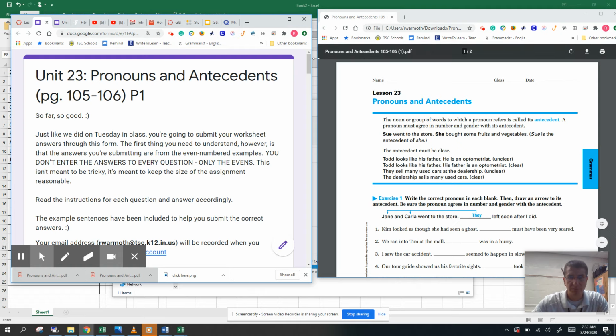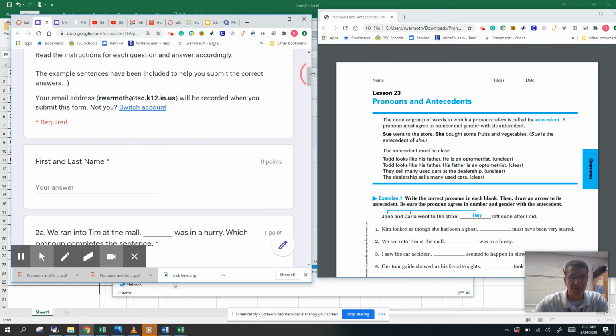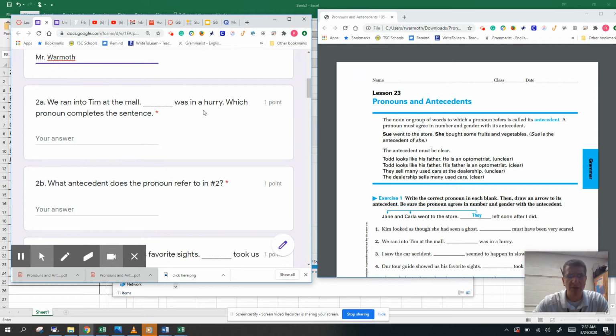So also, like we did together, the first step is to put your answer in here, meaning your name, first and last name. There's no points for that, it's just a way to keep track of who's submitting what. And then you have about 20 or 25 questions, I forget. I think it's 25 questions. They're not all the same questions here. So I focused on just the even examples. So some have two, like 2A and 2B.